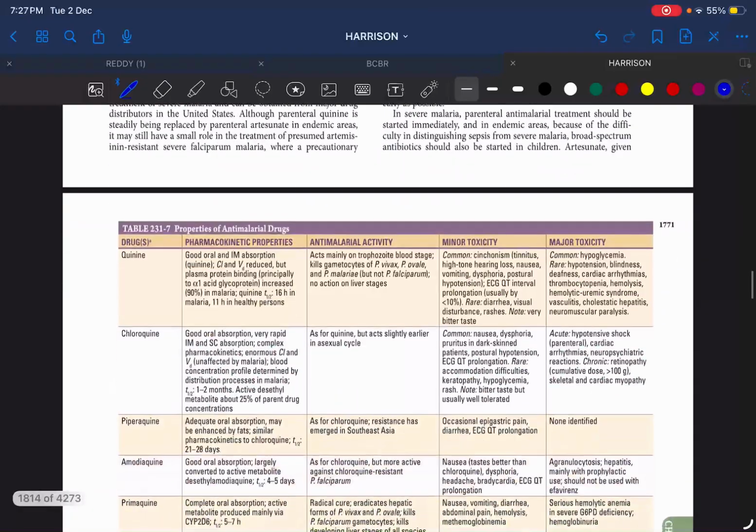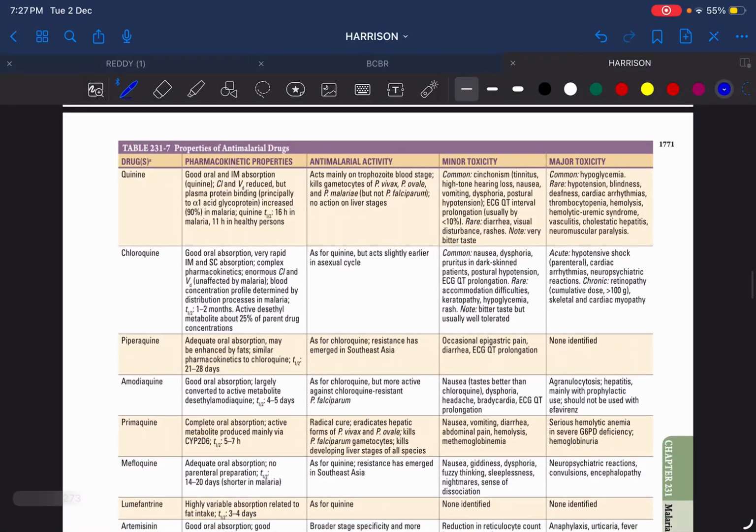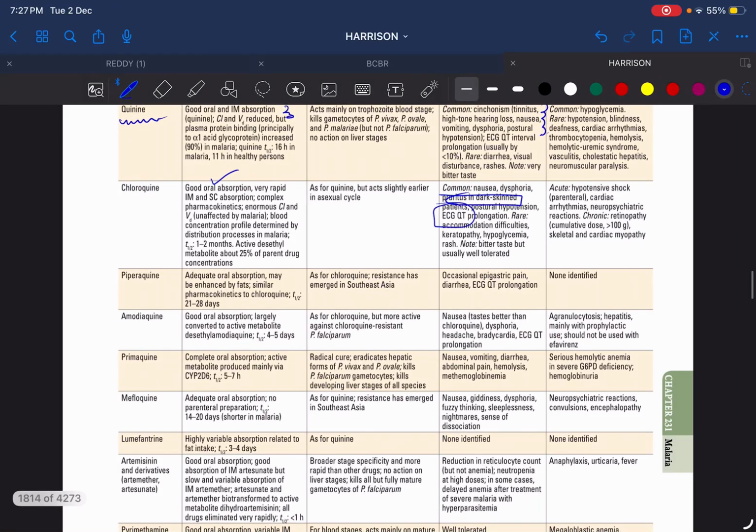Okay, and then coming into the various properties of antimalarial drugs, remember quinine, it has good oral and IM absorption. But the problem, the most common side effects are hypoglycemia, hypotension, syncope, tinnitus, hearing loss, vertigo, prolonged QT interval, everything. And chloroquine, again, good oral absorption, causes nausea or dysphoria and pruritus, and QT prolongation is also associated with chloroquine.